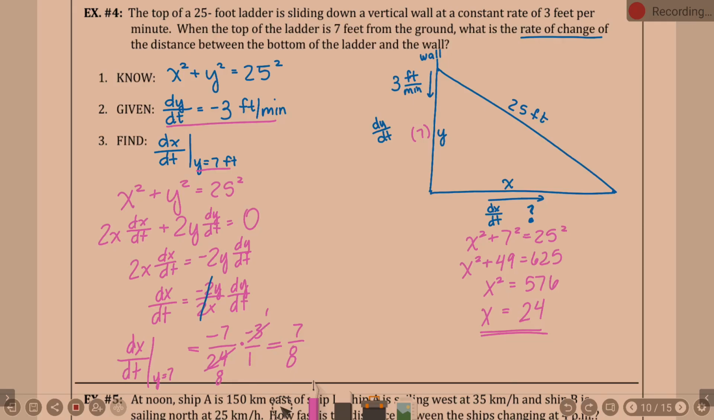7/8 what? Well, it's probably going to be the change of the distance, so it'd be feet per minute, right? It would be feet per minute. And here's how I know: it's dx over dt. x, y, all of this is being measured in feet, and time is being measured in minutes. It asked for the rate of change of the distance.